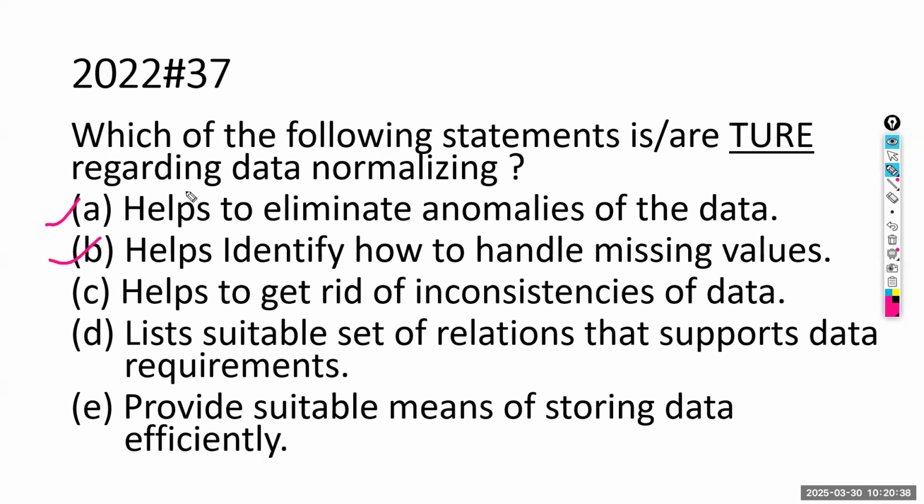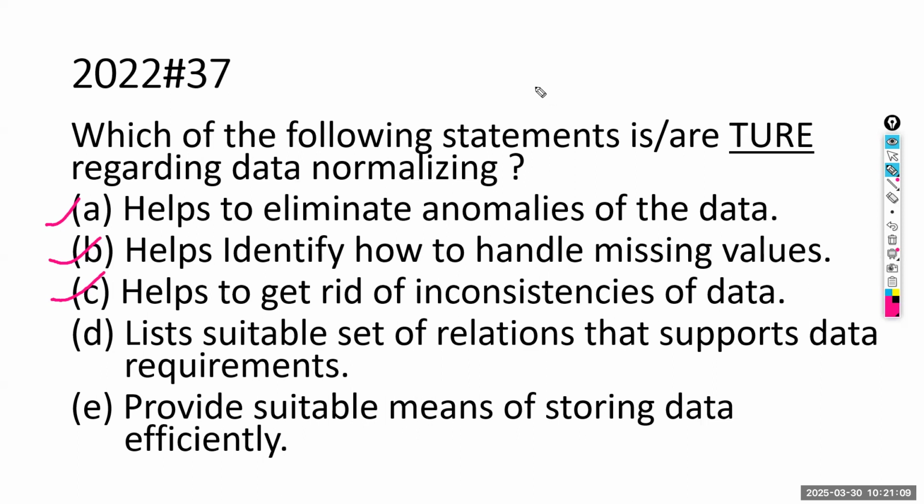Helps to get rid of inconsistencies of data. Inconsistency means again integrity. Because sometimes the same value is in multiple places because it's not properly normalized. Maybe you have multiple value fields, and sometimes the same value is twice in your field with comma separation because it's not an atomic field. So I say yes.